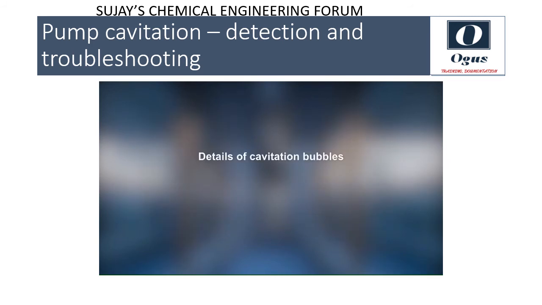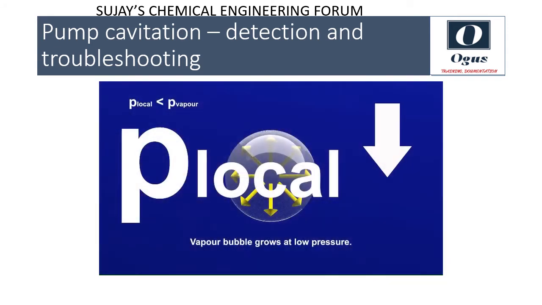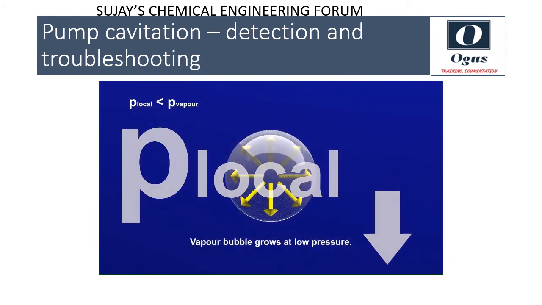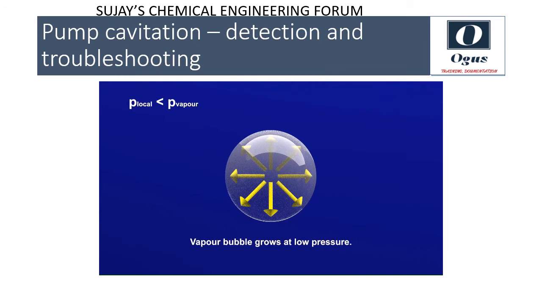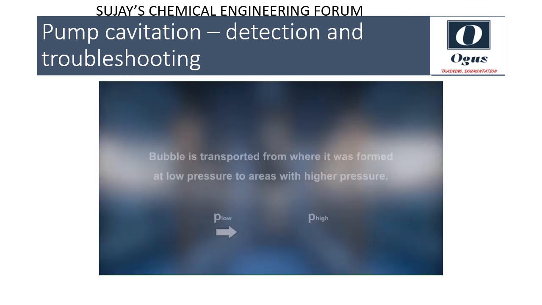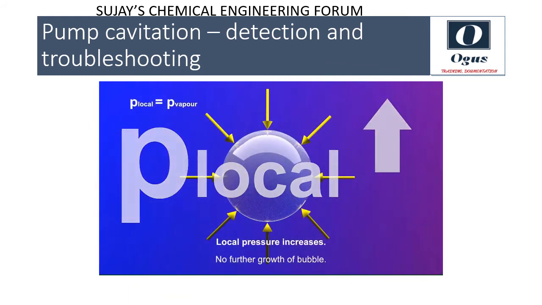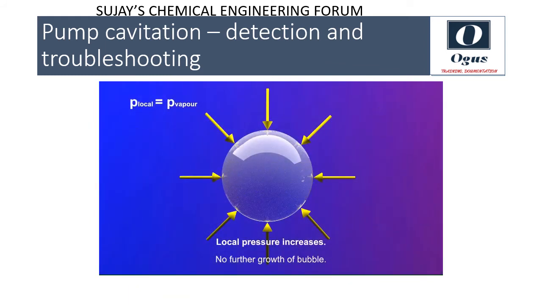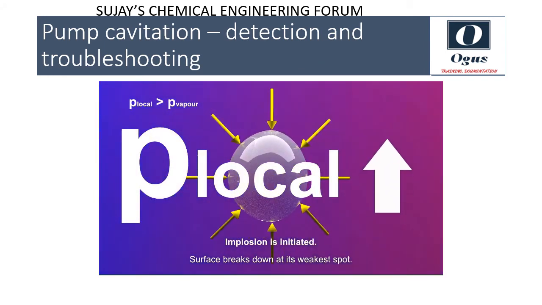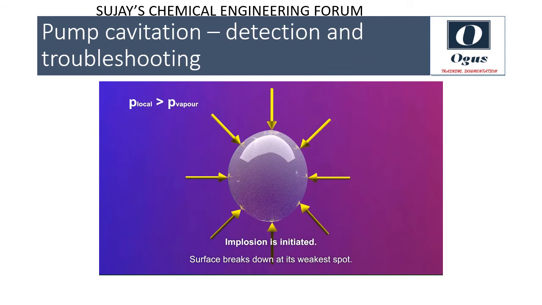Let's go through the whole process again. If the local pressure decreases below the vapor pressure, water evaporates. A cavitation bubble is forming, is growing larger, and is transported with the flow to a region with a higher pressure. The bubble stops growing. If the local pressure exceeds the vapor pressure, vapor condenses, starting from the bubble's wall. Its surface starts to break down at its weakest spot.